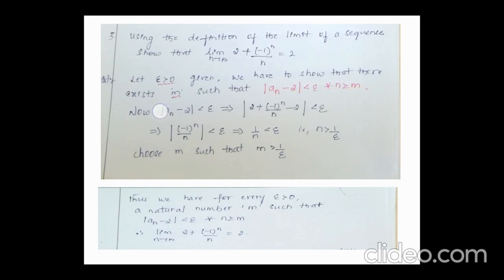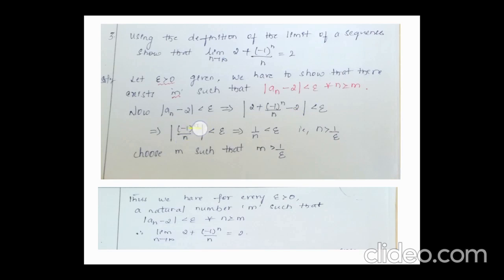Now we have modulus of a_n minus 2 is less than epsilon. What is a_n? 2 plus (minus 1) to the power of n divided by n. So we shall substitute that. So we get modulus of 2 plus (minus 1) to the power of n divided by n minus 2 is less than epsilon. Okay. Now 2 and minus 2 will get cancelled. So we have modulus of (minus 1) to the power of n divided by n is less than epsilon.